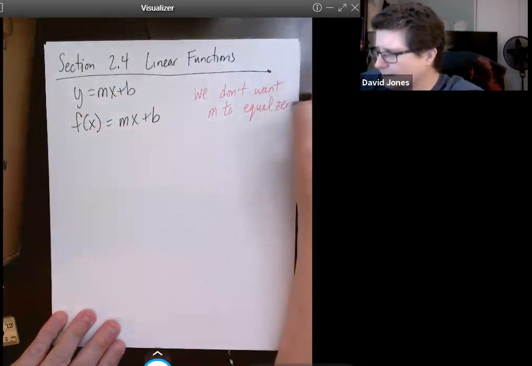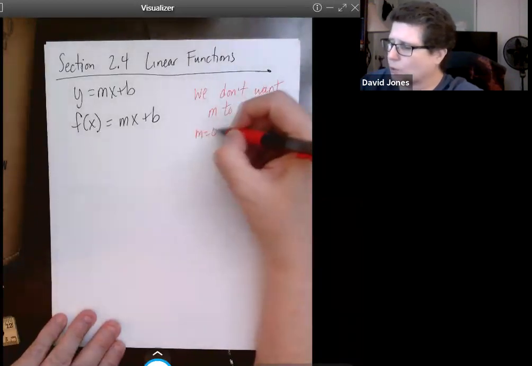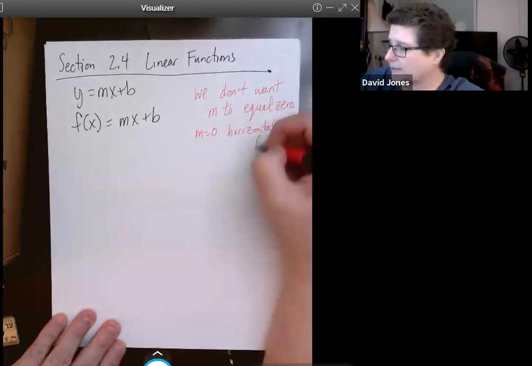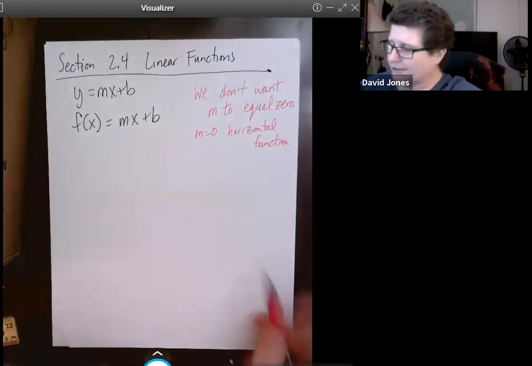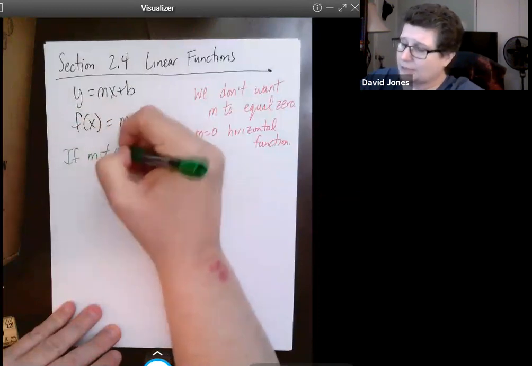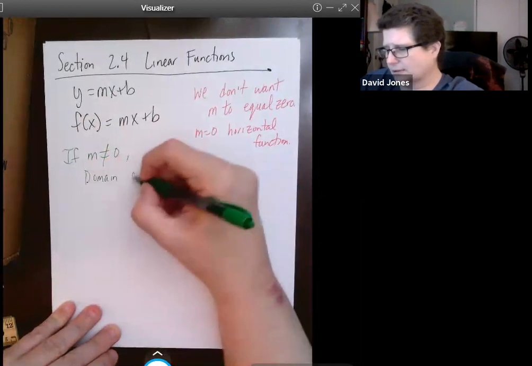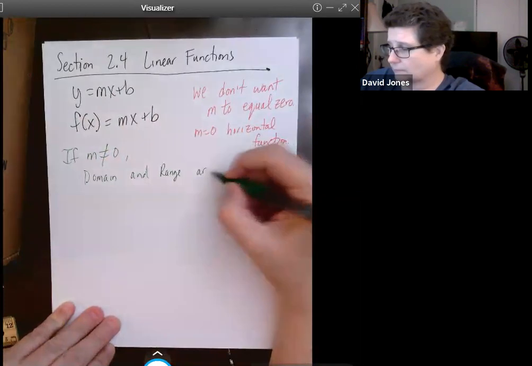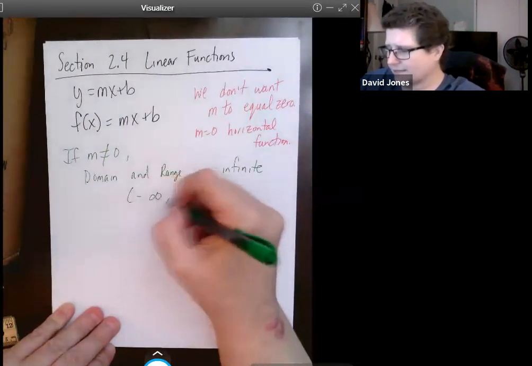I mean, it can. It's just a horizontal function. If m equals 0, it's a horizontal function. That's boring. And so if m is not equal to 0, then our domain and range are infinite. Negative infinity to positive infinity.